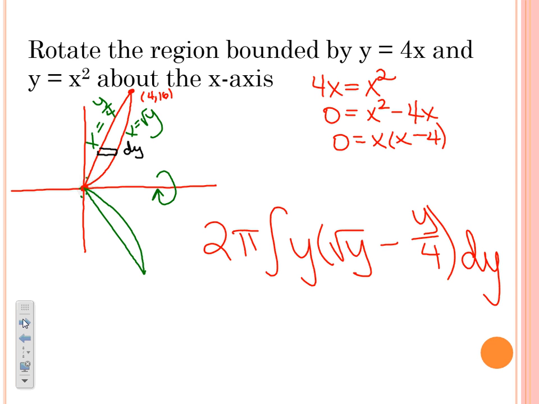Our limits of integration would be 0 to 16. Now, we're not going to integrate this by hand, but would this be terrible? This would not be bad at all. I'll let you go ahead and use your calculator, though. Leave out the pi. We'll put in the pi later. It's 2048 over 15. That's a fraction.